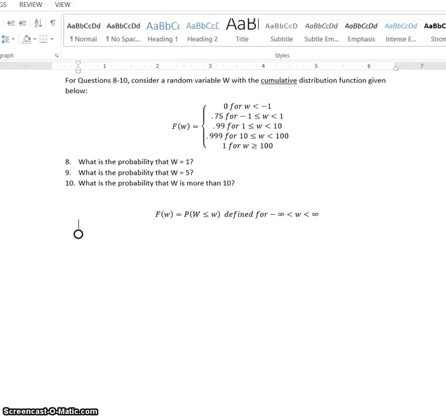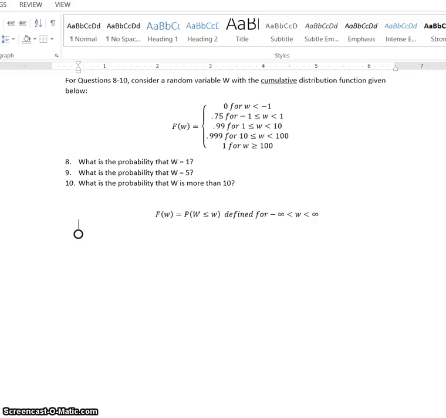So for instance, the fact that the probability that W takes on a value less than little w for all values less than -1 is 0. What that means really is that W cannot take any value less than -1, because the probability that W is less than -2 is 0. The probability that W is less than or equal to -1.5 is 0. It's got to be at least -1. So this is what this is telling us.